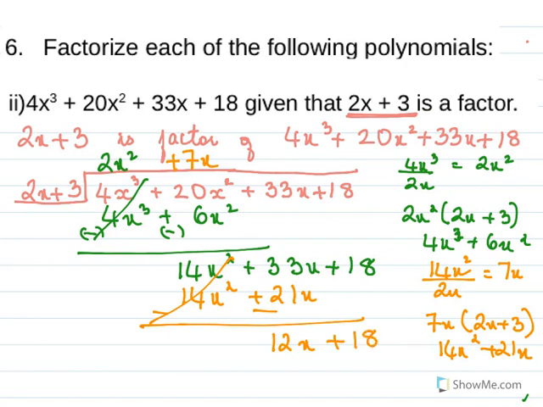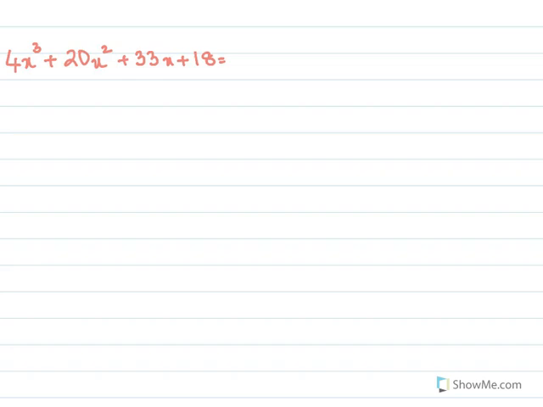Now for the next step, you take your 12x and 2x and you divide, and when you divide you will get 6, and when you multiply you get 12x plus 18. You change the signs, remainder 0. So now you have got the other factor. So this polynomial is equal to 2x plus 3 and the other factor that you have found, that is 2x square plus 7x plus 6.